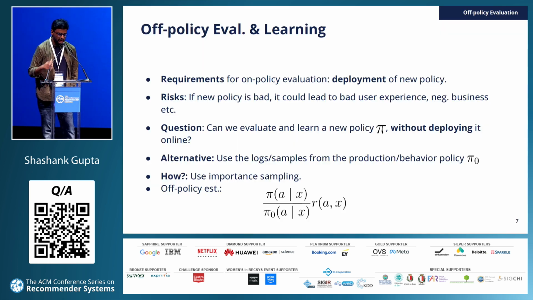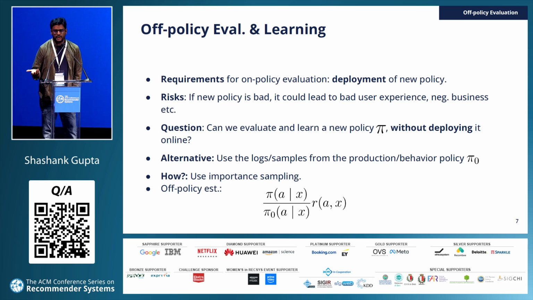Now, what is off-policy evaluation and learning, briefly? The on-policy setting deals with deployment of the new policy. The risk with this is that if the new policy is bad, it could lead to a negative user experience, bad business metrics, and so on. Off-policy deals with the question: can we evaluate or learn a new policy without deploying it? The alternative is to use the samples from the already deployed policy pi naught.